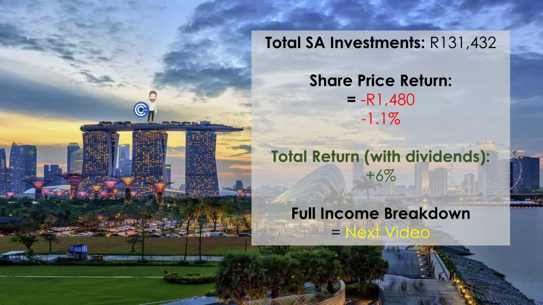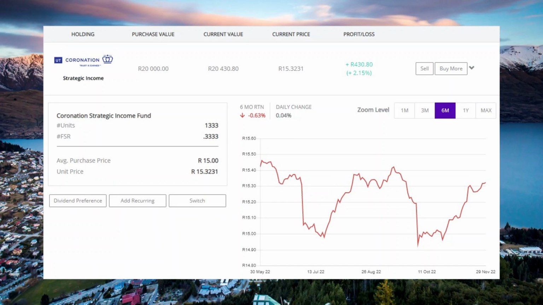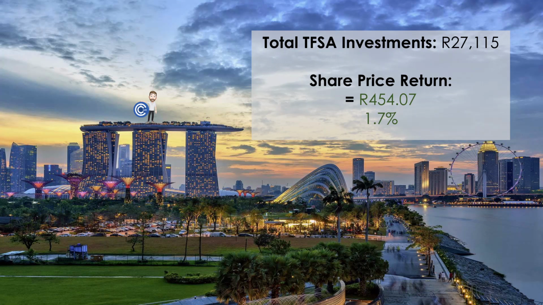Okay, let's check out our tax-free savings account. Pretty simple one here. Our Satrix Property ETF is up 0.35%, and our Coronation Strategic Income Unit Trust is up by 2.15% for a 1.7% profit here in the tax-free account.